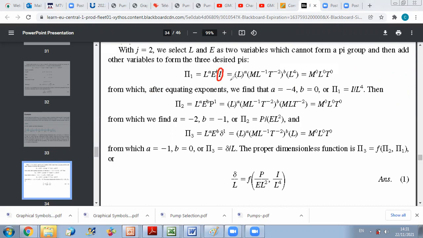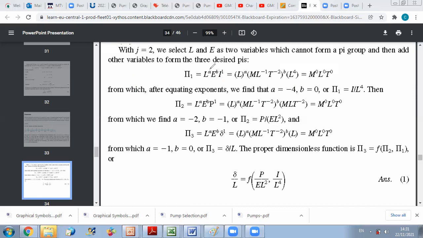Automatically here you can directly find this group. As we said together, the unit of I is L4, and the unit of L is dimension L. So automatically the group will be I over L4. Okay. Now if we are asked to go through the pi group method, we are supposed to do the steps, even though we already know what the group will be. Okay.